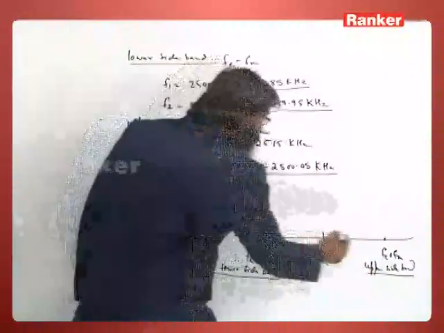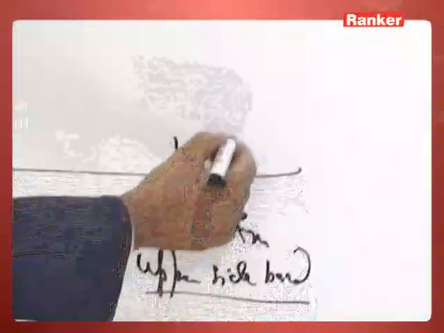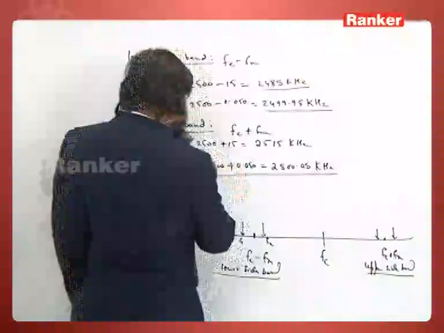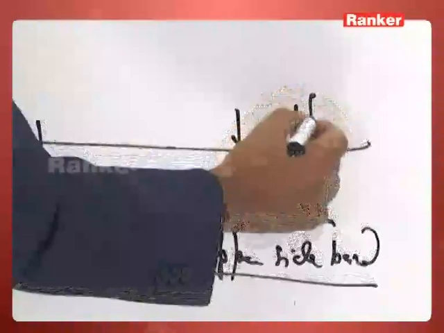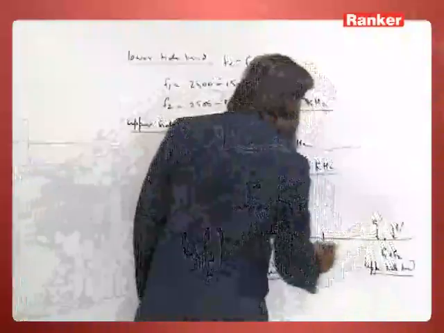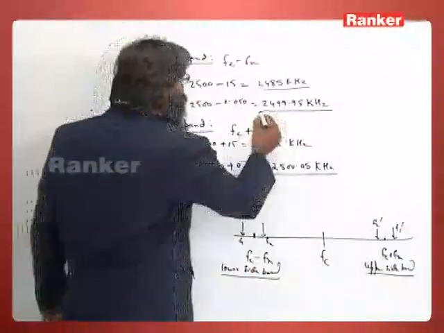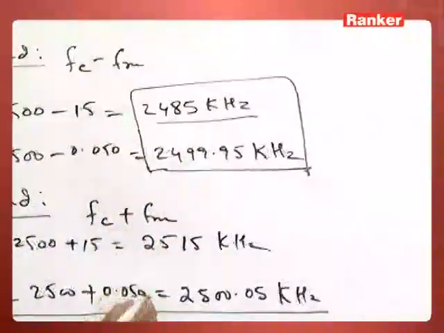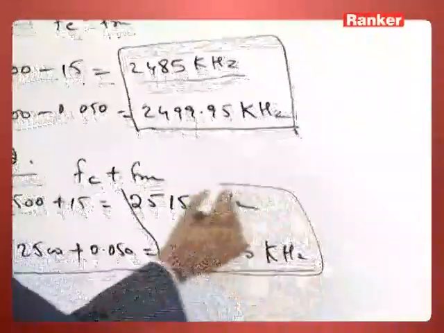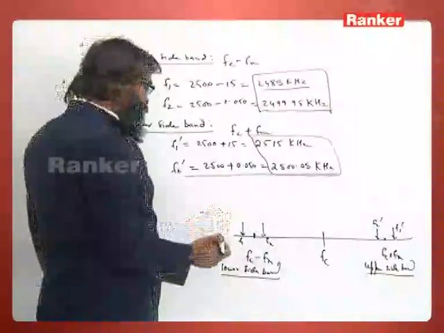So here F1, and here again you will get F1 dash, F1 dash and F2 dash. So these are the lower side bands. The lower side band will vary within this and the upper side band will vary within this frequency range.